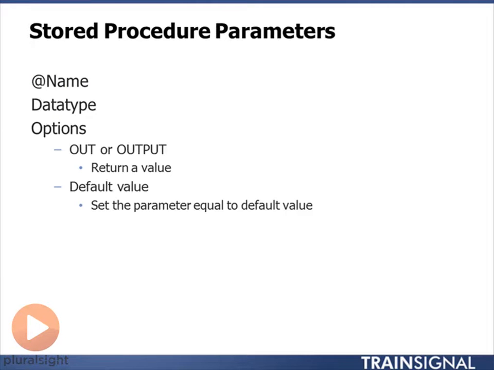The last little thing that we want to highlight is our parameters. When you create a parameter, what you're going to do is specify two pieces of information, very similar to a variable. You're going to give it a name, put an @ sign in front of it. You're going to specify a data type, and then finally, you can add on a couple of other options. For example, if I want it to be an output parameter, I can specify the keyword out or output after it. And output parameters allow us to return back an individual value to the caller.